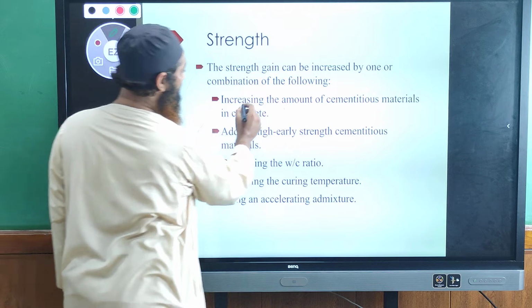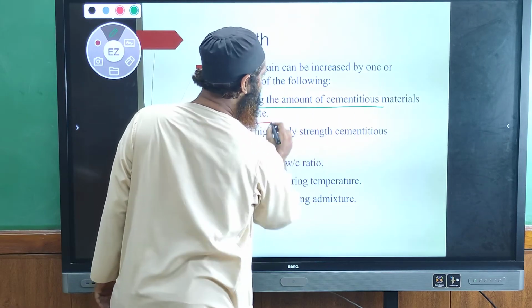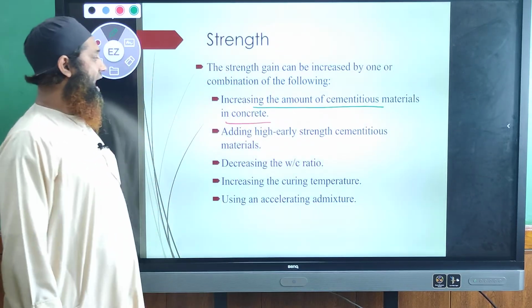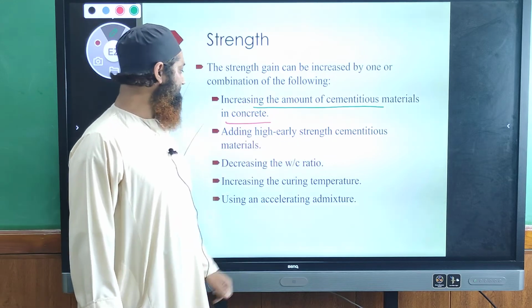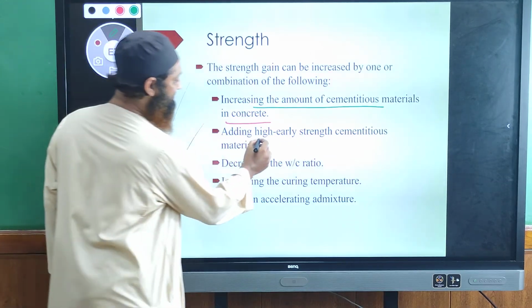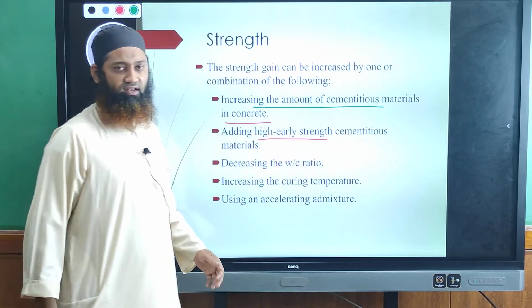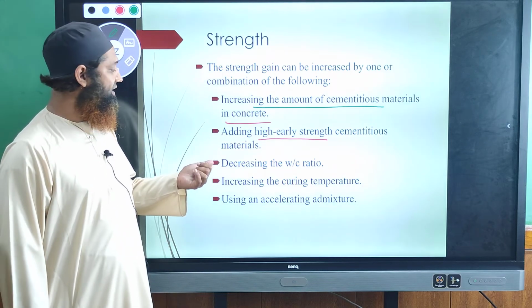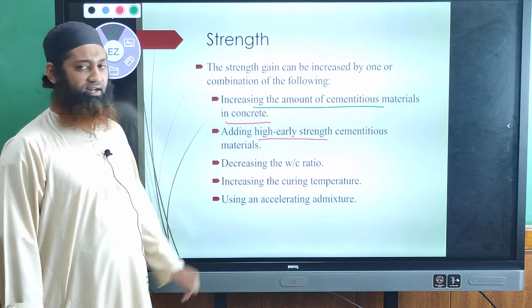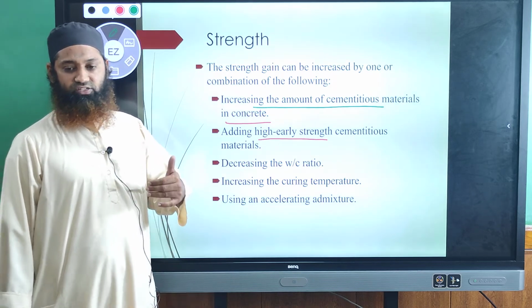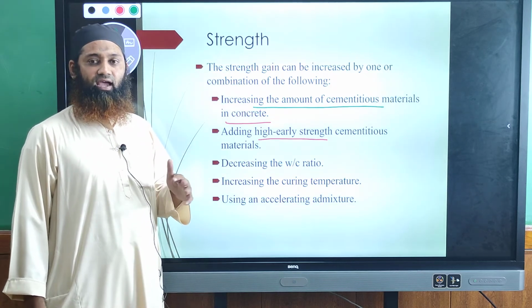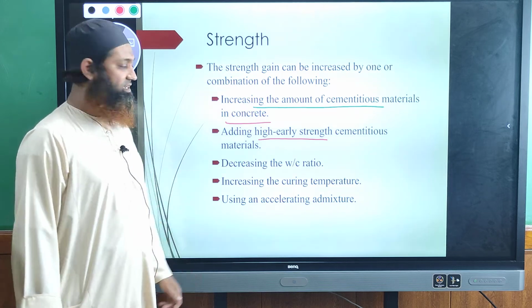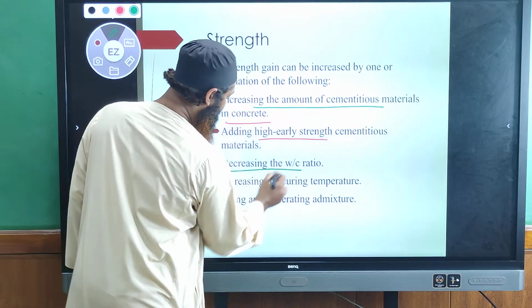We'll have to increase the amount of cementitious material in concrete, adding high early strength cementitious material. In some materials high early strength is gained, so those materials can be added here. Decreasing the water content ratio, as I had told you, can be done by adding different plasticizers. So this also can be done.